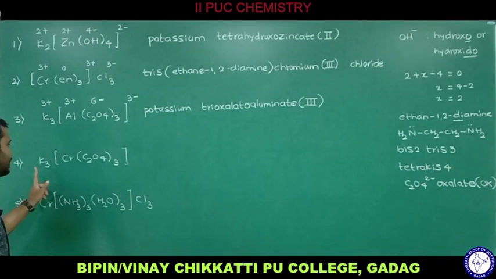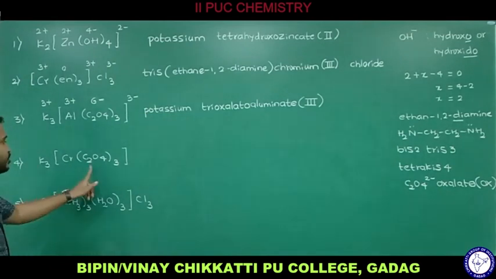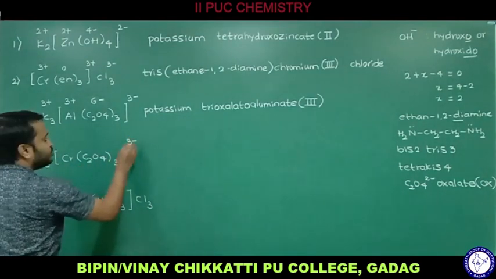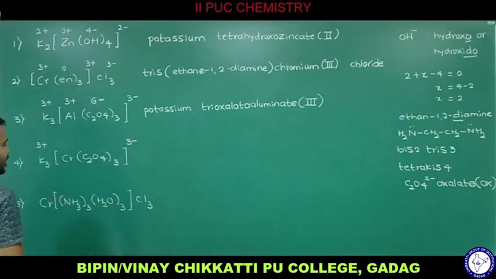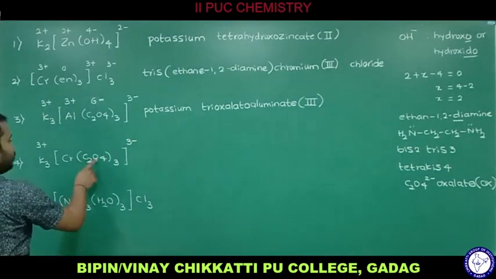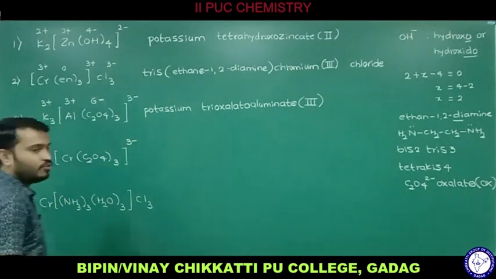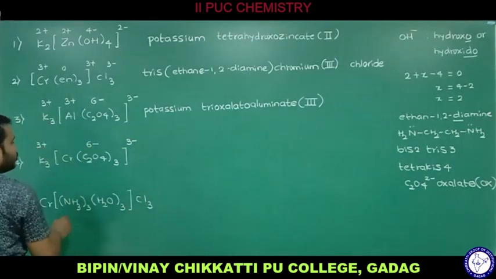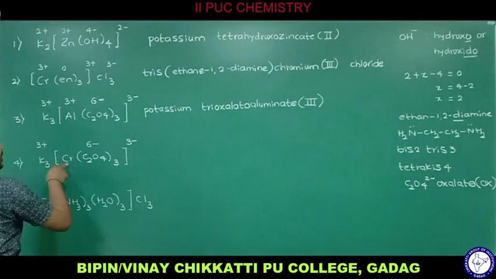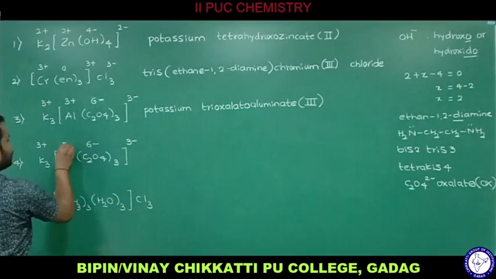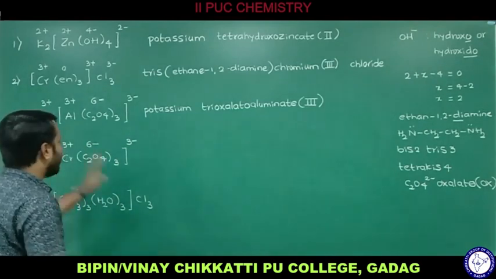The fourth one we will see is K3[Cr(C2O4)3]. K3 we have, the charge will be 3 plus, and the charge of the coordination sphere will be 3 minus. Now we'll calculate the oxidation number of Cr. C2O4 charge will be 2 minus, and totally we have 3, therefore 6 minus. What would be the oxidation number of Cr? If you add it with 6 minus you get 3 minus, so this will be 3 plus.